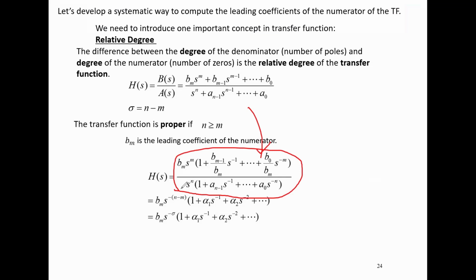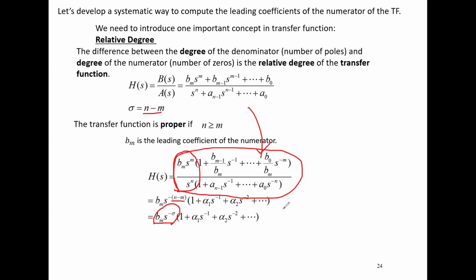Now I just merge those two together. That becomes Bm s to the power of minus (m minus n). It is m minus n, but I want to write it as a positive number, the relative degree, so minus sigma, where m minus n is the relative degree. So finally, I will get this one. That takes care of this.